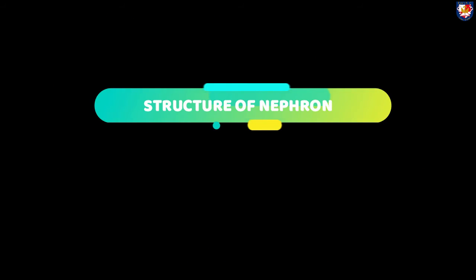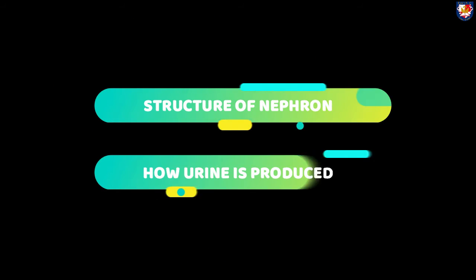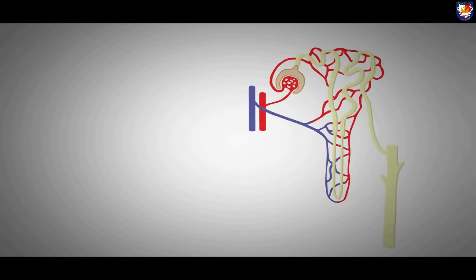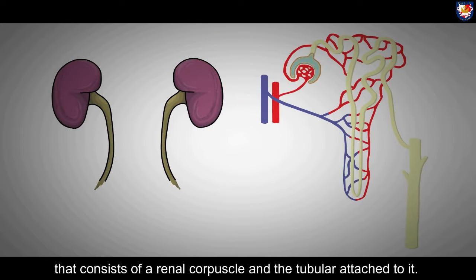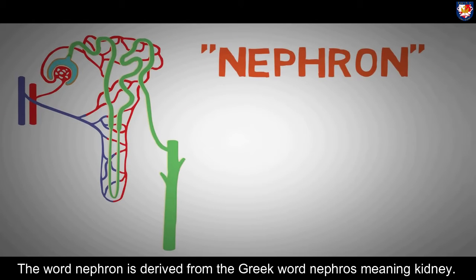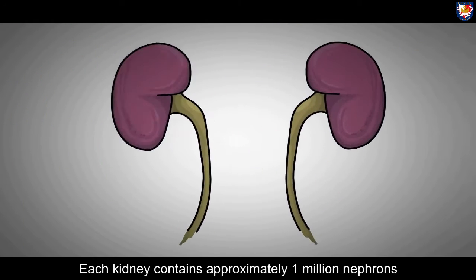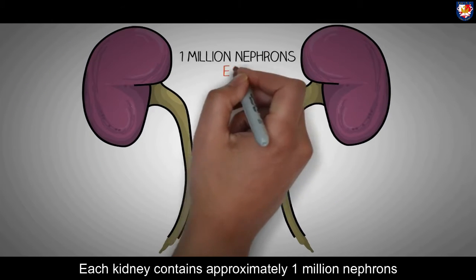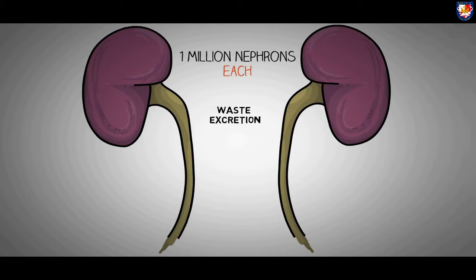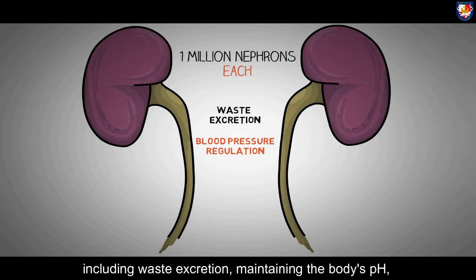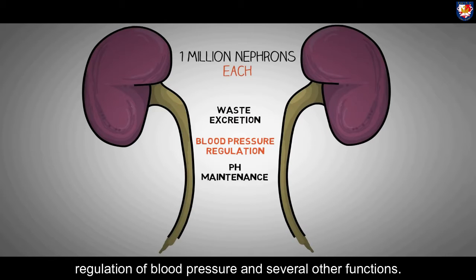Now, let us learn about the structures of the nephron and how urine is produced. The nephron is the basic functional unit of the kidney that consists of the renal corpuscle and the tubule attached to it. The word nephron is derived from the Greek word nephros, meaning kidney. Each kidney contains approximately 1 million nephrons, which perform several important functions of the body, including waste excretion, maintaining the body's pH, regulation of blood pressure, and several other functions.